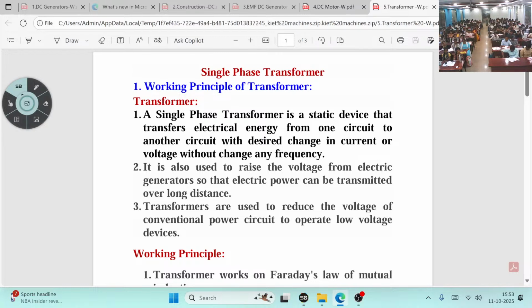I require 9 volts. Yes, it will convert to 9 volts. I require 33,000 volts. Yes, by stepping up, we will get more voltage. So the main function is stepping down and stepping up. That is the main application, function, and use of the transformer. Now, the working principle is the same, but here it works with respect to mutual induction.